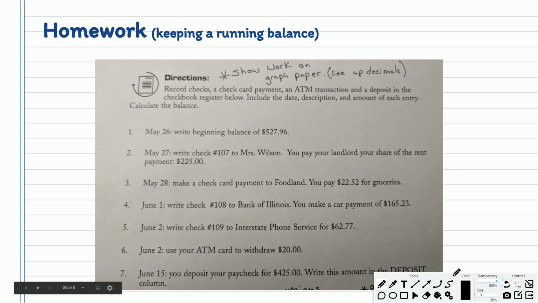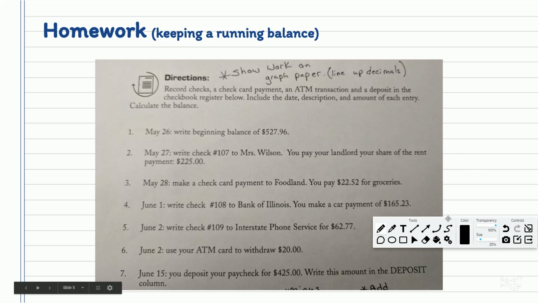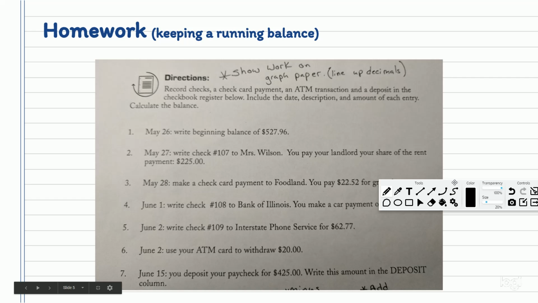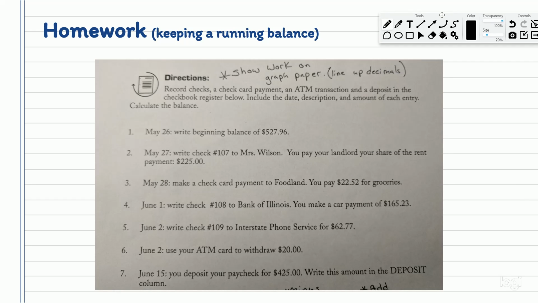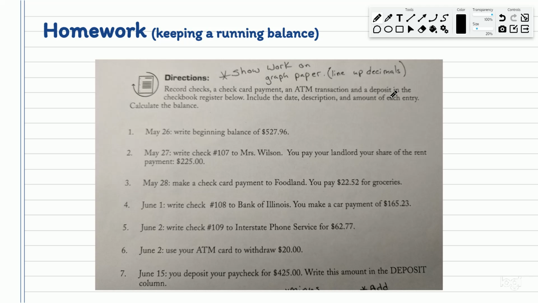So here I have the top of your homework. These are the directions for your homework. We need to record checks, check card payments, ATM transactions, and deposits from the checkbook register below. Include the date, description, and the amount of each entry. So on your assignment, I actually did the majority of this for you, but I still want to go over some of this.